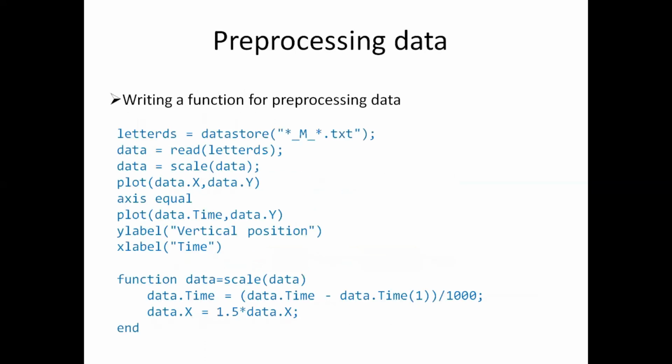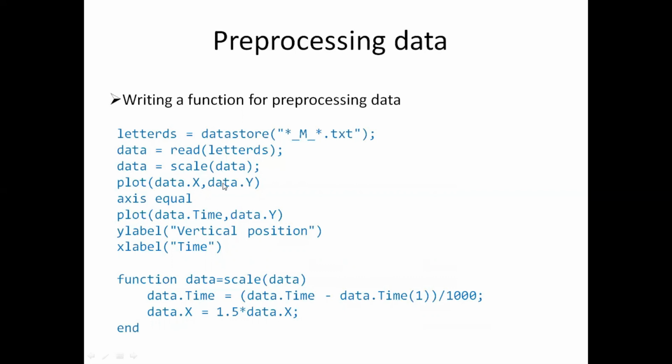First we will see how to write a function for pre-processing data. You can see the code here. What we are doing in this code is what we have already been doing. We are first importing all the files containing the data for the letter M. Then I am reading the data from the first file, and then I am calling a particular function called scale.